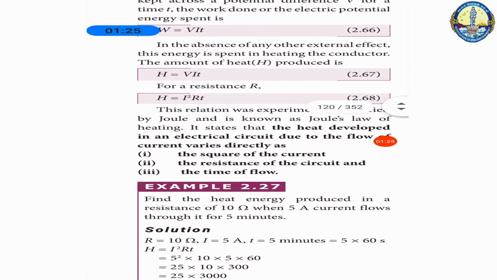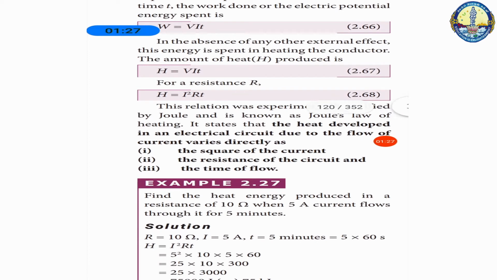The amount of heat H produced is H = VIt. For a resistance R, we know that V = IR. Substituting the value of V = IR in this equation, H = I²Rt. This relation was experimentally verified by Joule and is known as Joule's law of heating.